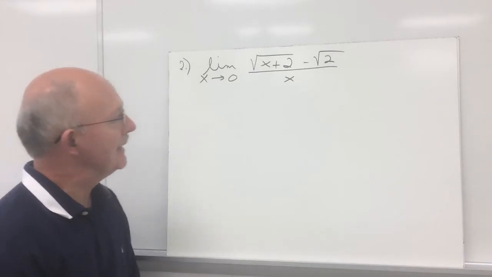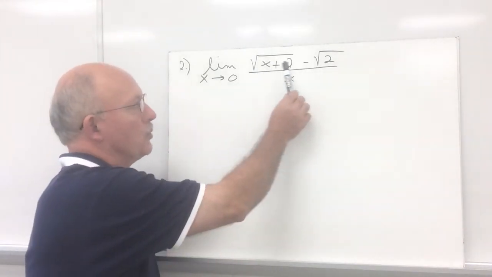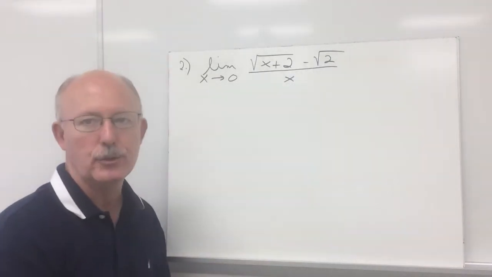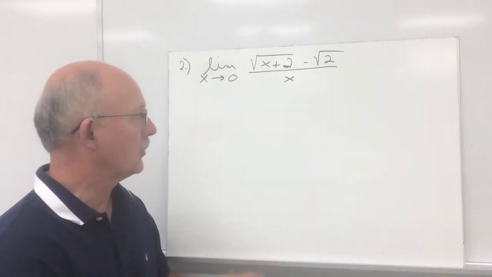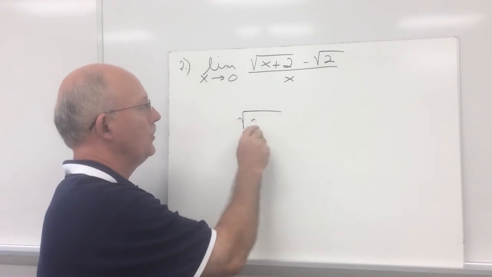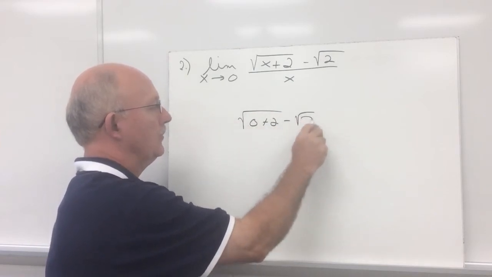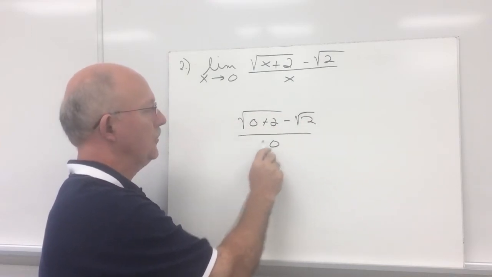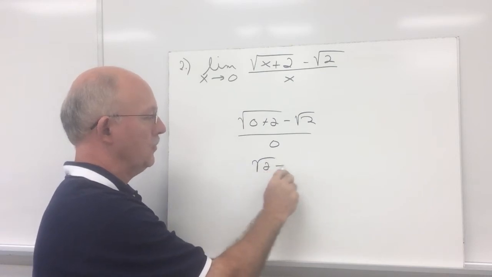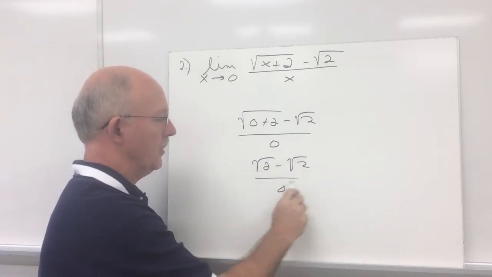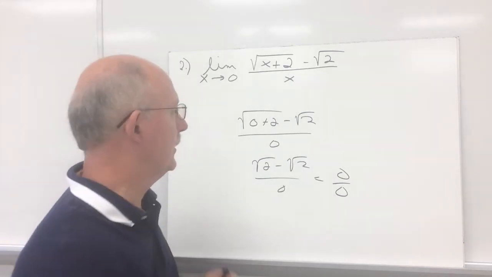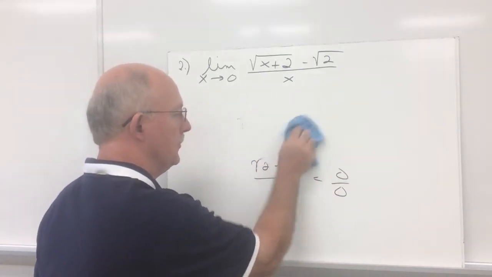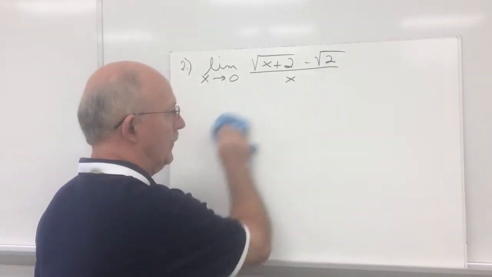Okay, let's try this problem here. This time again, we're taking the limit as x approaches 0 of the square root of x plus 2 minus the square root of 2, all over x. Now, once again, trying direct substitution gives the square root of 0 plus 2 minus the square root of 2 over 0. We have the square root of 2 minus the square root of 2 over 0, which is 0 over 0. There's the hole.